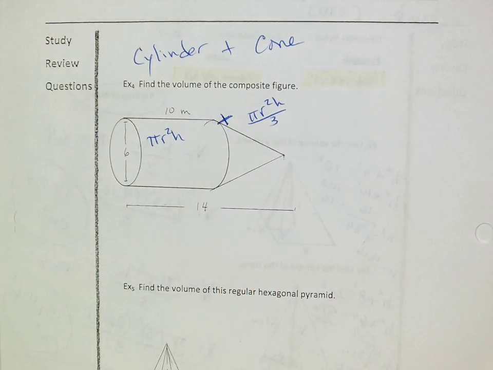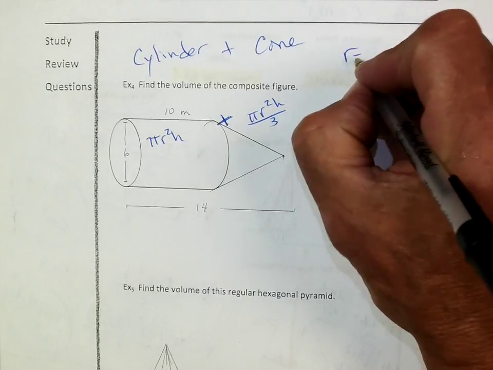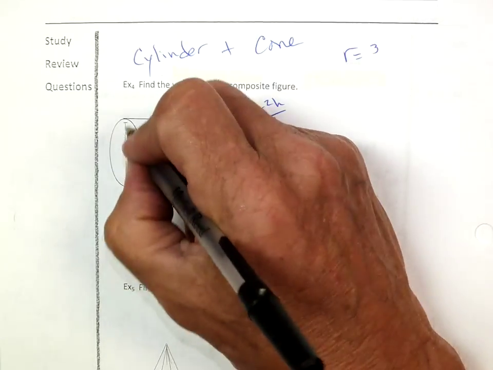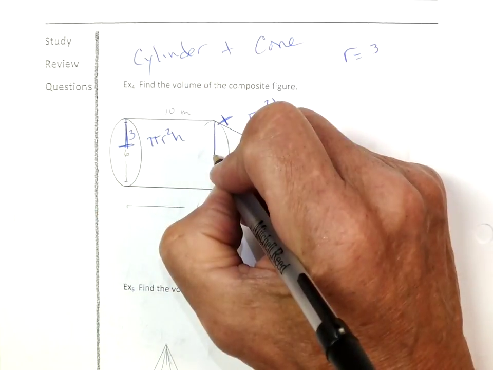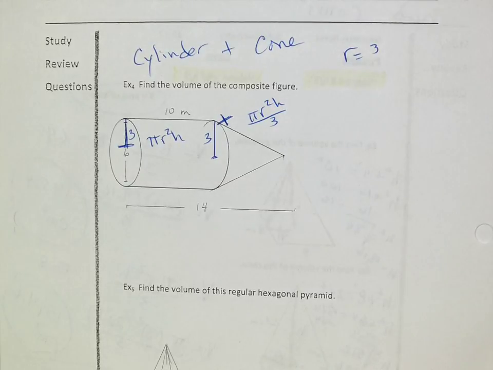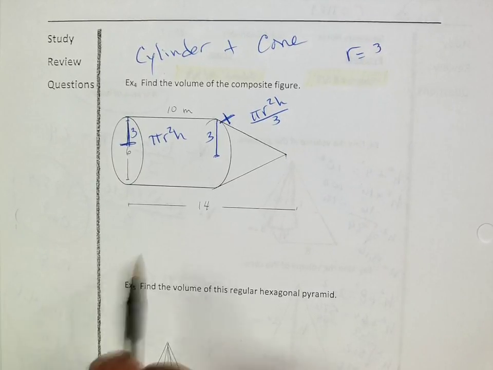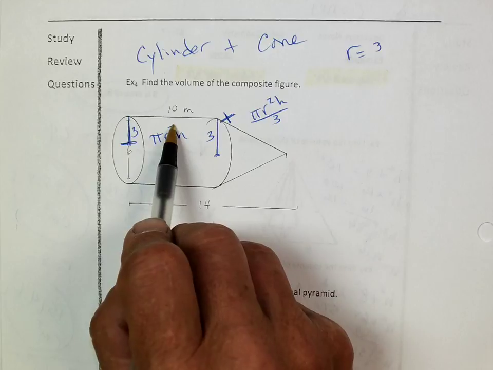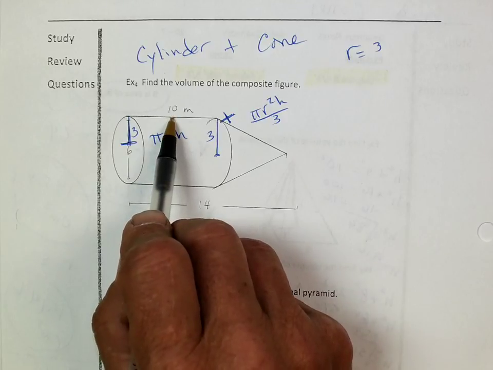Well, the radius, let's check it out. So the radius is 3. You guys agree with that? The radius is 3. And the radius is 3 obviously here for the cone also. Right? You guys agree? Radius is 3 because all the way across, 6 diameter. Now the height. Let's do one at a time. So the height of the cylinder is 10. So let's first do this one.